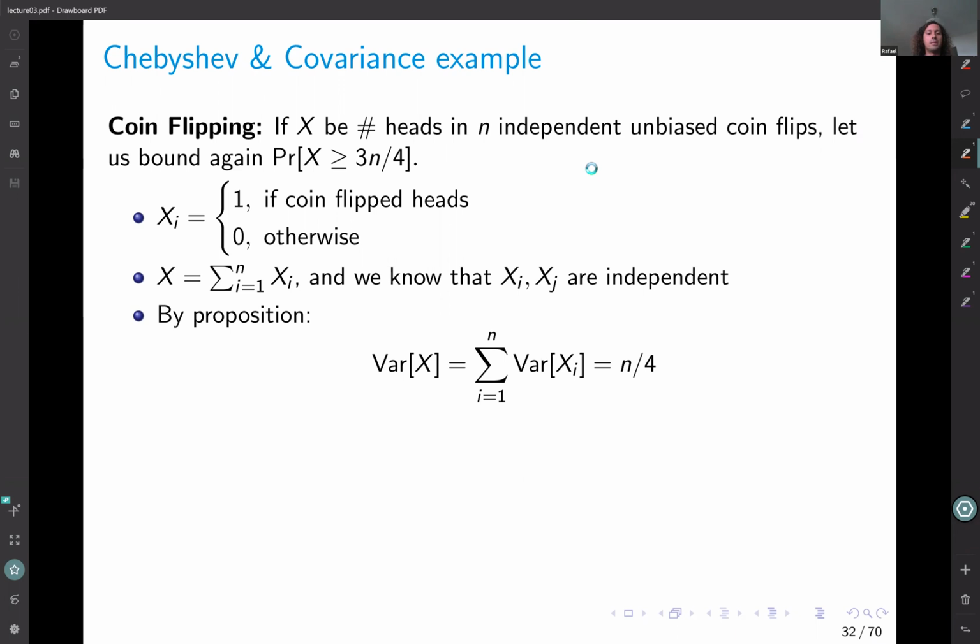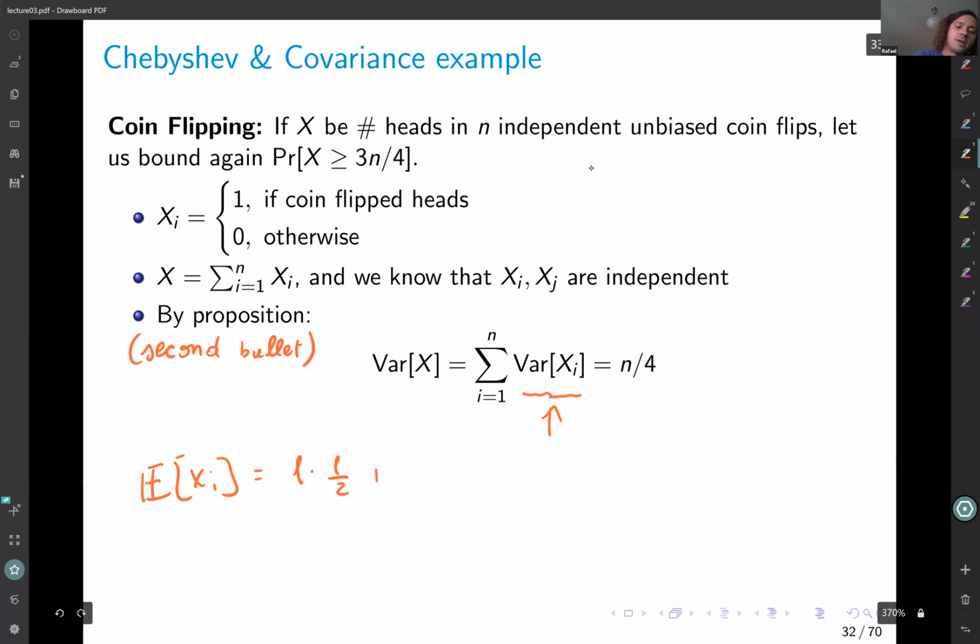What do we know? If you remember the second bullet of the proposition, because the xi's are independent, by the proposition, the second bullet on the previous slide, we know that the variance of x is equal to the sum of the variances of each of its components. But what is the variance of one of these variables? Well, what is the expectation? The expectation of xi is equal to 1 with probability a half plus 0 with probability a half. So this gives us a half.